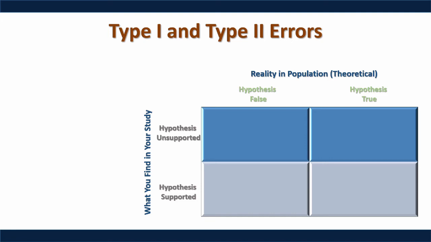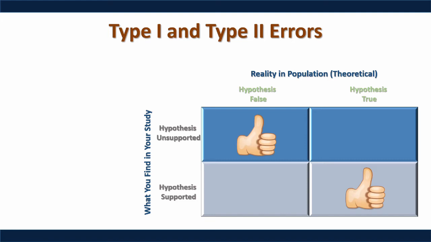In one case, you might conclude that your hypothesis is unsupported by the data, and in reality, your hypothesis is false. It's unfortunate that your hypothesis was unsupported, but at least you made the right decision. The other case may be where you conclude that your data support your hypothesis and your hypothesis is true in reality. This is great because you made an educated guess based on theory and you were right. Great job. But what happens when you're wrong?